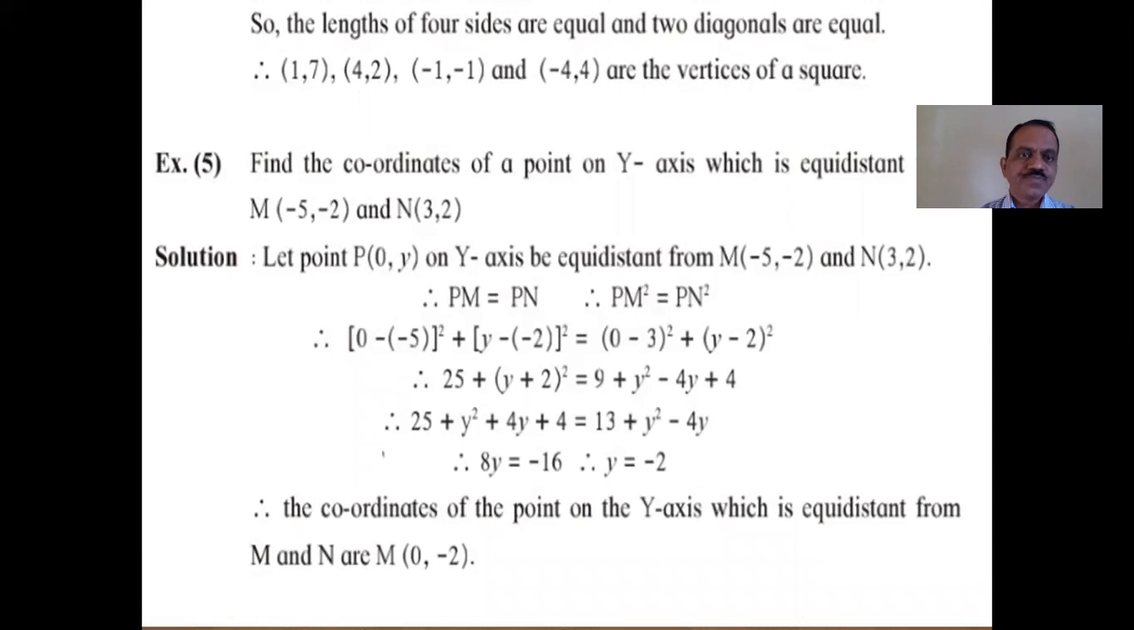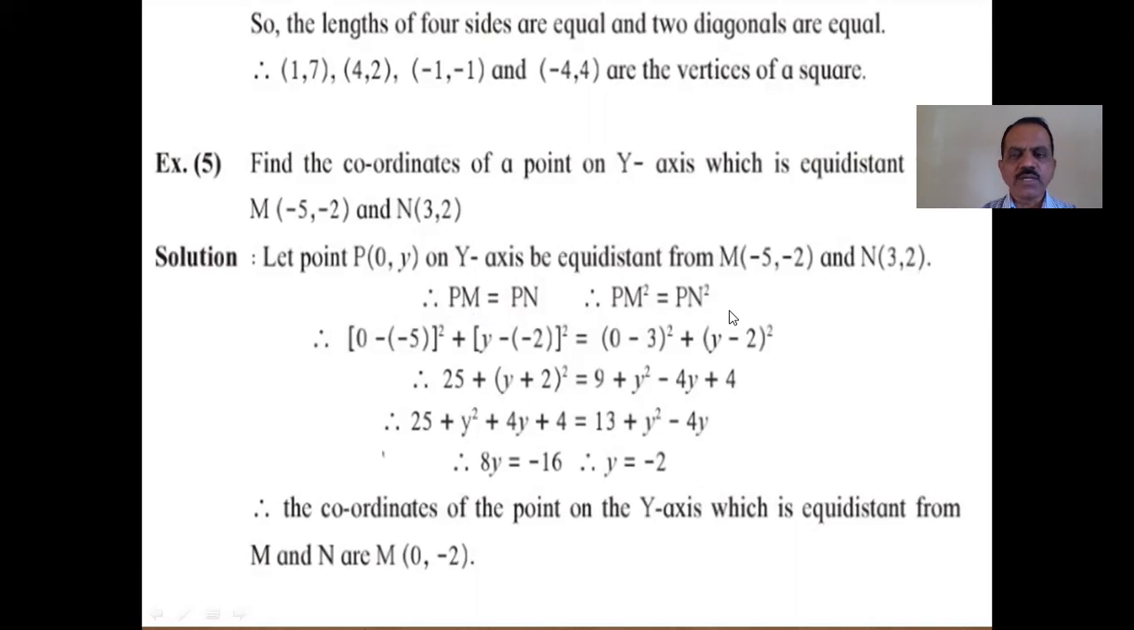Now look at the next one, number 5. Find the coordinates of a point on the y-axis which is equidistant from M(-5, 2) and N(3, 2). Let the point be P(0, y) because the point P lies on the y-axis. Therefore, the x-coordinate of this point is 0. Any point on the y-axis is equidistant from M (-5, 2) and N (3, 2), therefore PM is equal to PN.